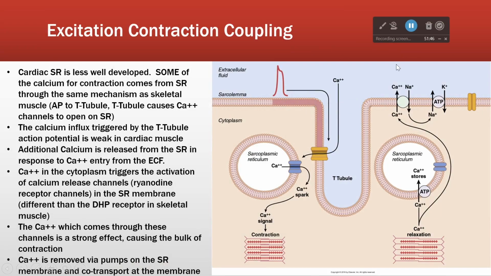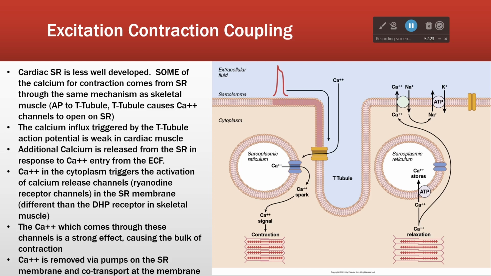Just like we have excitation contraction coupling for skeletal muscle, we do for cardiac muscle as well. All right, so let's orient you. Here's the sarcolemma, that's the muscle cell membrane. This is a cardiac muscle cell, okay? We still have T-tubules. They are not as fancy, not as well defined as they are in skeletal muscle, but they do exist and they do work, all right?